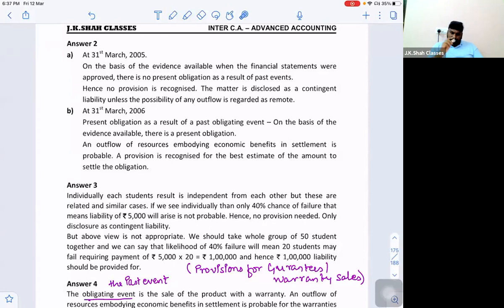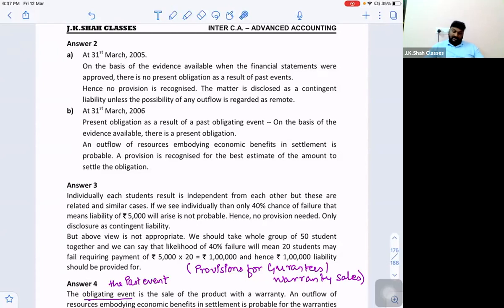So when you see that, your answer will also match, because in the solution they have considered the matter is disclosed as a contingent liability unless the possibility of outflow is regarded as remote. Now the answer matches only because of this last statement. Correct. But if in the exam you don't write this last statement, then your answer becomes completely wrong.